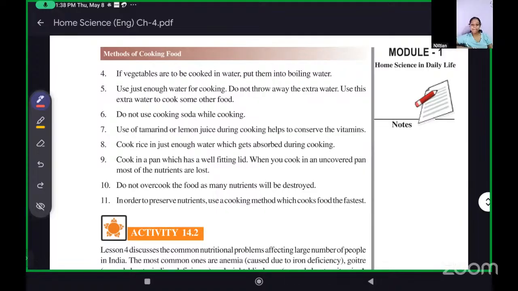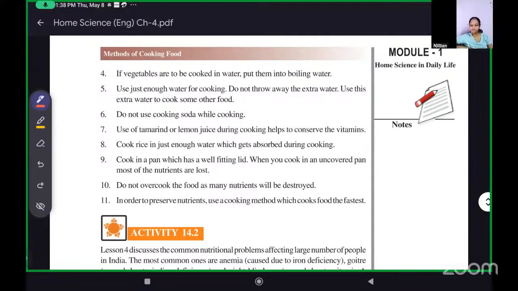Then, do not use cooking soda while cooking. Baking soda should not be used. Use of tamarind or lemon juice during cooking helps to conserve the vitamins. But when to put it? At the end, the last stage of cooking.